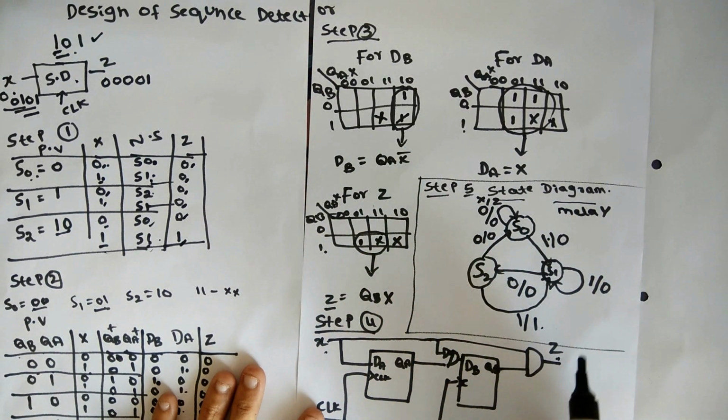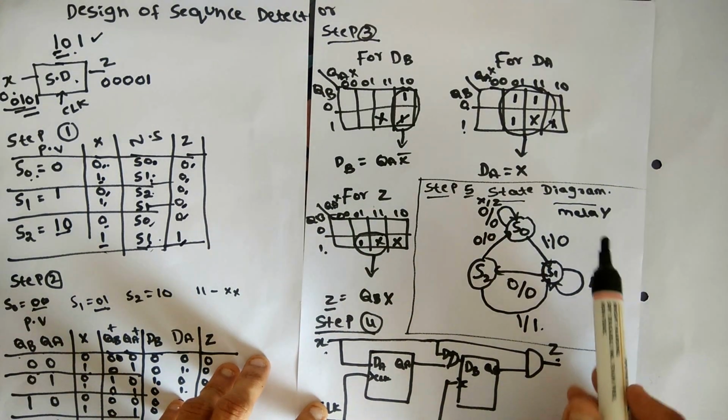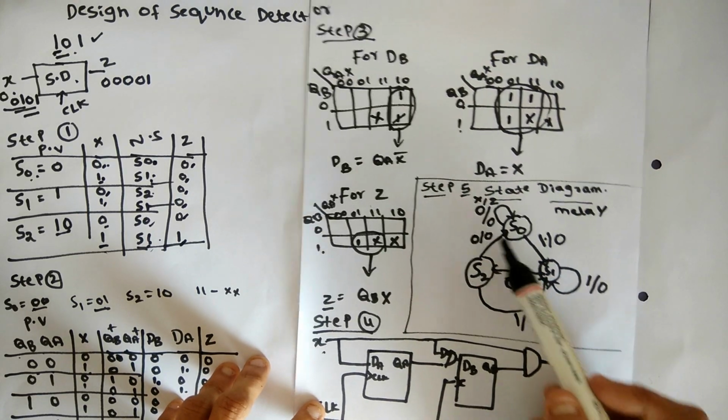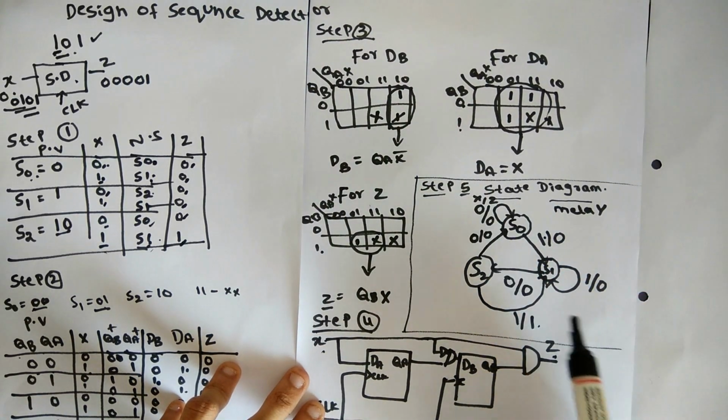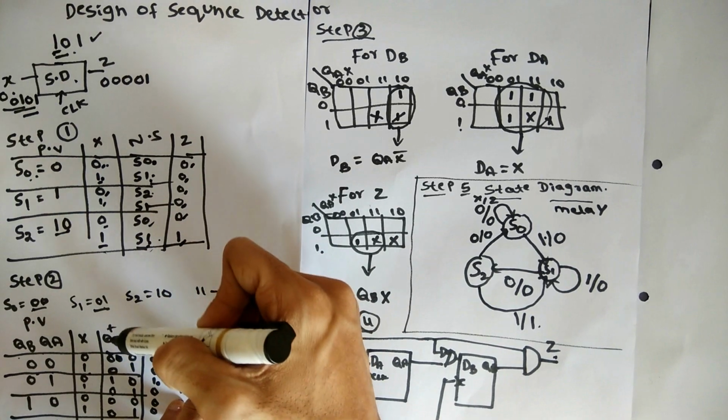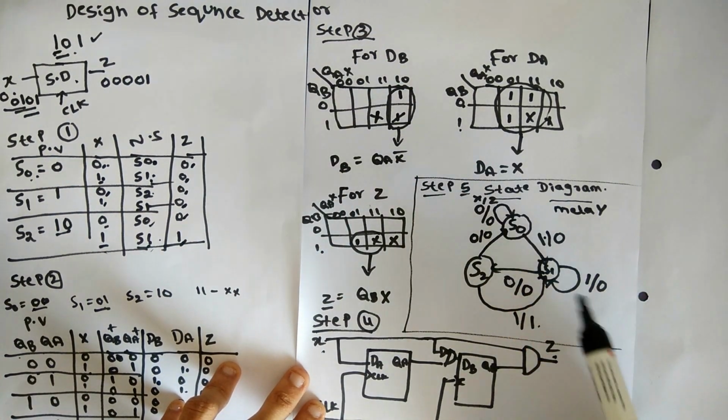So this diagram is known as the state diagram or Mealy state diagram. Here I have written it in the last step, step 5, but you can also write it after step 1. You can write this state diagram anywhere in between.